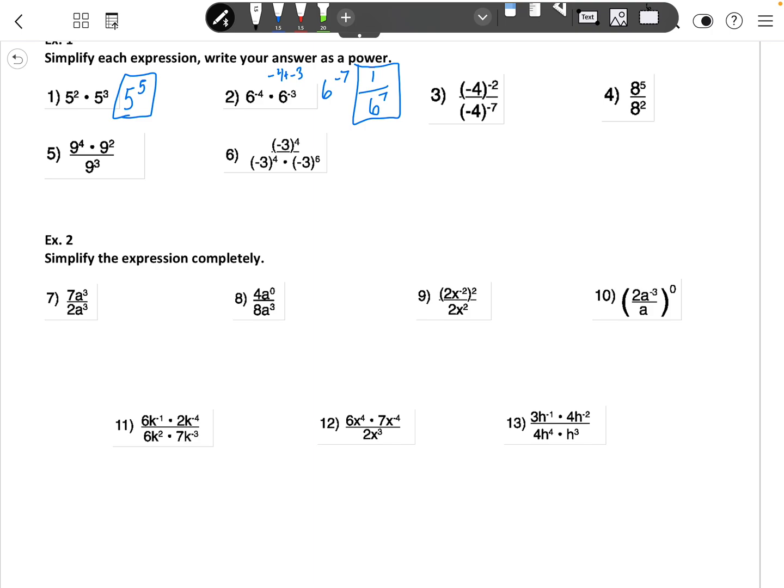So before we subtract, we're going to make all of our exponents positive. So we're going to have negative 4 to the 7th on top, because negative exponents on the bottom move to the top. Negative exponents on the top move to the bottom. Seven minus 2 is 5.